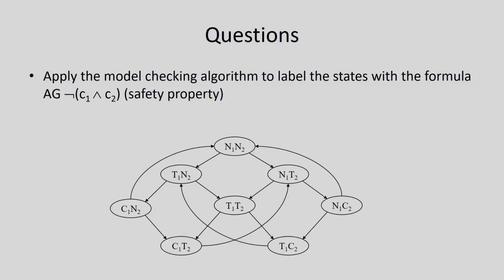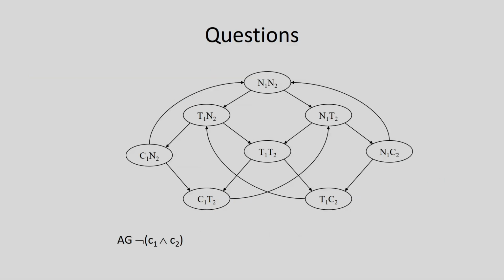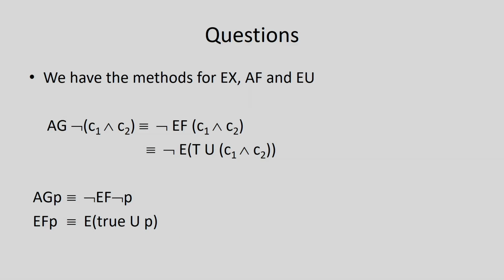Now, how to check those particular properties? One simple property we are just going to talk about is the safety property, AG not of C1 and C2. In this given model, which I have already seen, we are going to look for the truth value of this property, whether it is true in this given model or not. So, when I am talking about AG not of C1 and C2, I am going to find out the set of states where this particular formula is true.